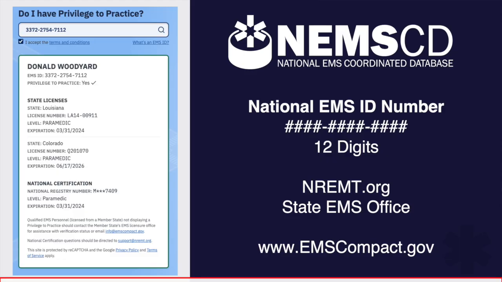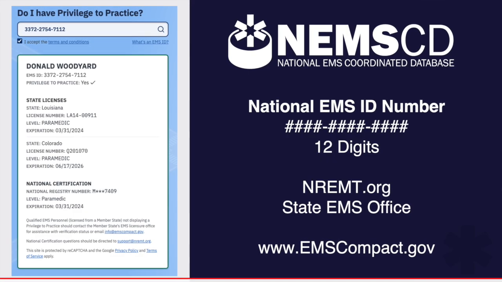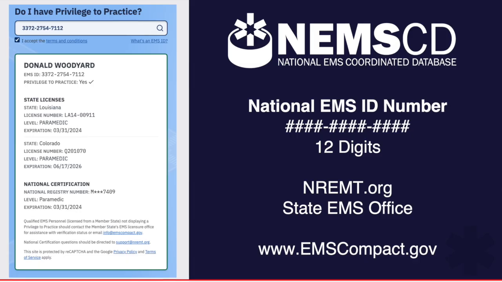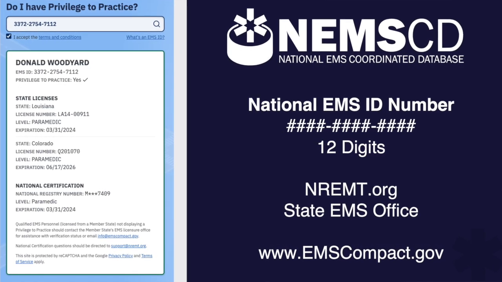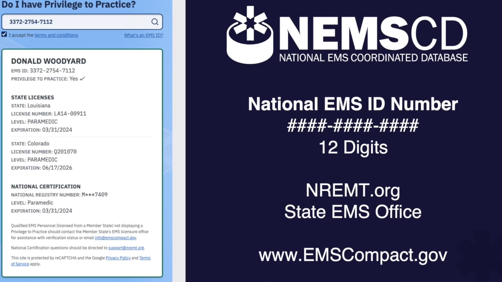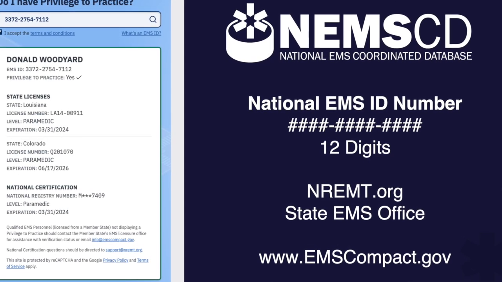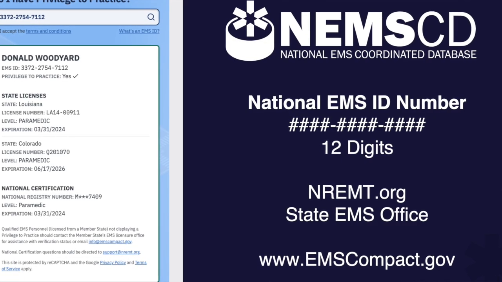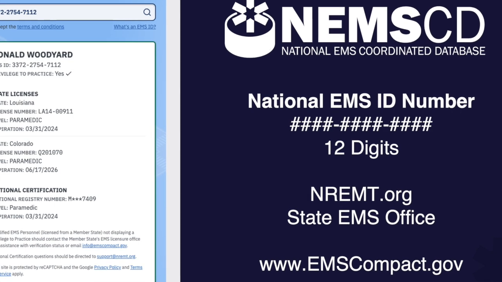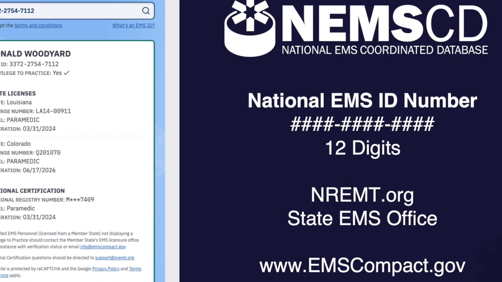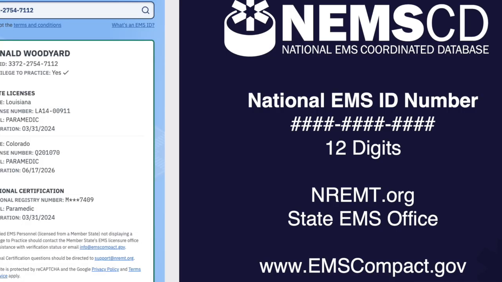Now, the screenshot is a little bit dated, but you're able to see that my 12-digit EMS ID number shows that I have a green outline, meaning that I have a privilege to practice. My compact privilege is valid. I have a state license issued by at least one compact state. On here, it's showing 2. You can also see my state license number, the level I'm licensed at, and any expiration date. You can also see my national registry information. Now, how do you validate this? Well, this information is available on the EMS Compact website, www.emscompact.gov.